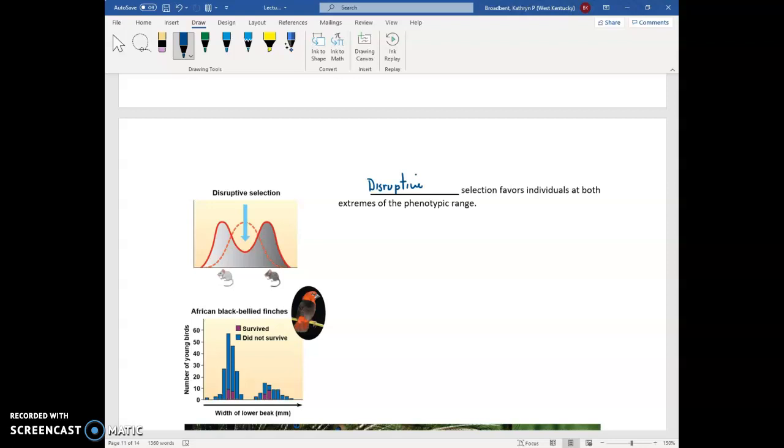The finches with very small beaks feed on soft seeds, and those with large beaks feed on hard seeds, and they're more likely to survive than the ones that have medium-sized beaks. So having your beak specialized to small seeds or specialized to large seeds is an advantage, and the ones in here don't do very well. The ones that survived are here and here, and the width of the beak will increase.